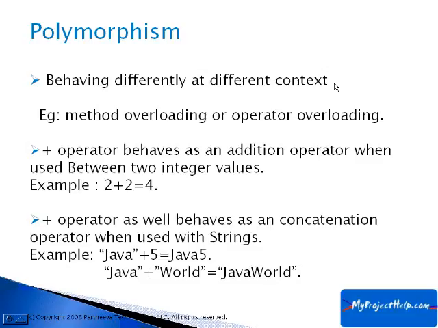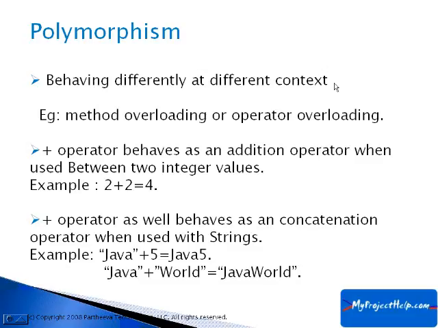In Java, there is a plus operator. This plus operator, when it is taken between two integer values or two number values, acts as an addition operator. So when I say 2 plus 2, the plus operator between these two number values acts as an addition operator and we get the sum as 4.